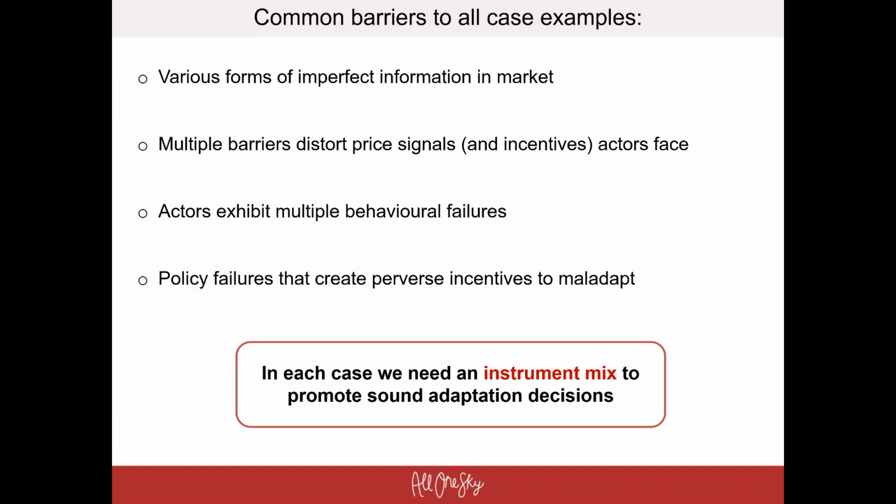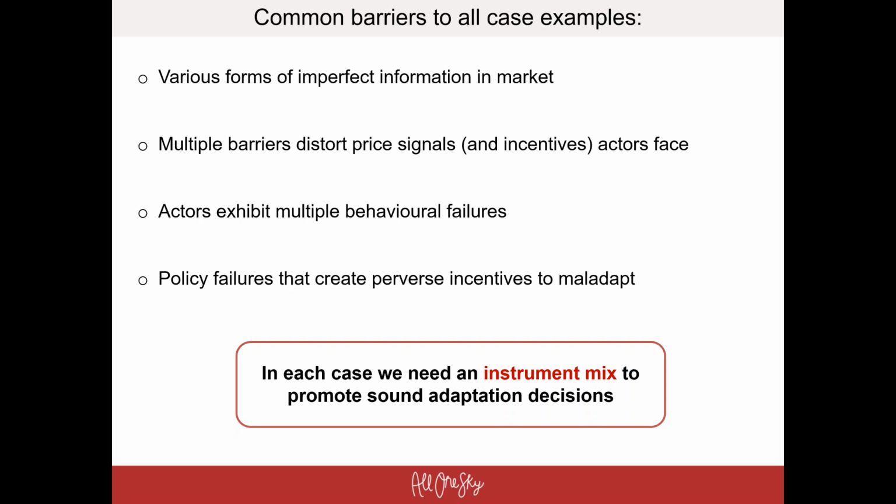And what we found, when we looked across the different example areas, is that for each one of them there were multiple barriers at any one decision point. There were various forms of imperfect information, multiple barriers that distorted the price signals and the incentives that the different decision makers were facing. There were also various forms of behavioral failures in terms of how they would process that information. And also some policy failures from existing regulations that created perverse incentives which would inhibit the ability of the different actors to make the most socially sound decisions.